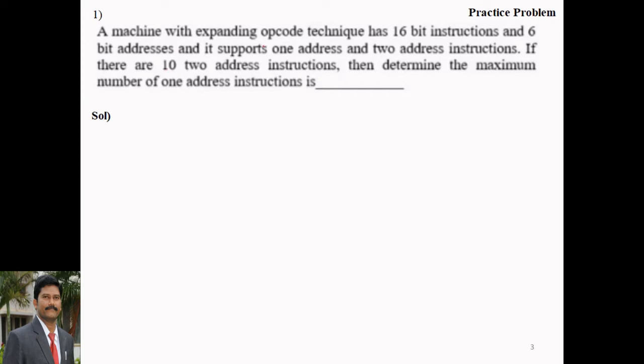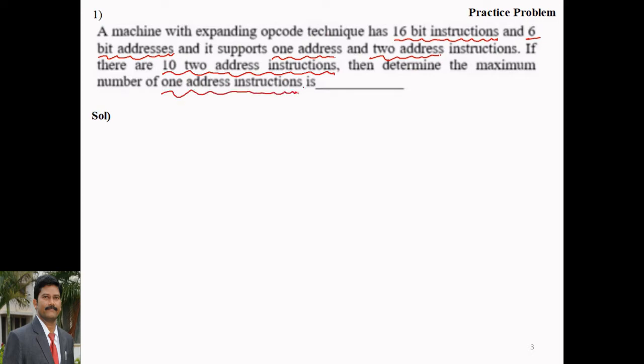A machine with the expanding opcode technique has 16-bit instructions. That means each instruction size is 16 bits, and 6-bit addresses are given. Because an instruction format consists of opcode and addresses. It supports one address as well as two address instructions. If there are 10 two address instructions, then determine the maximum number of one address instructions.